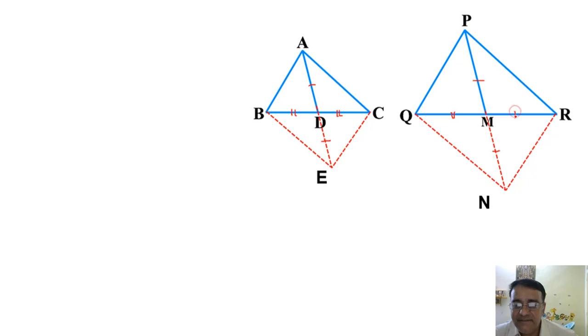Why are these two equal? AD is parallel to BC and PM is perpendicular to QR. No, no. AD is the median, so D is the midpoint. PM is the median, so M is the midpoint. Okay, so that's why these two are equal.